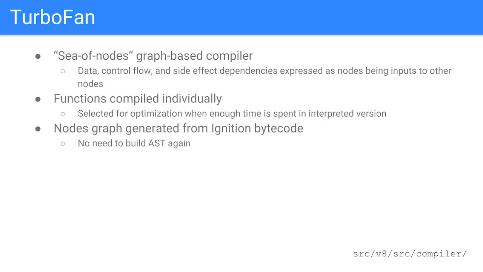TurboFan is a sea of nodes, graph-based compiler. That's the very latest in optimizing compiler technology. Sea of nodes means that all data dependencies, control flow dependencies, and side effect dependencies are expressed as nodes being input to each other. So the nodes representing high-level or low-level instructions at first don't have a fixed schedule. They're scheduled relatively late. All we know at first is which node depends on which other node, and that gives us maximum flexibility for applying optimizations.